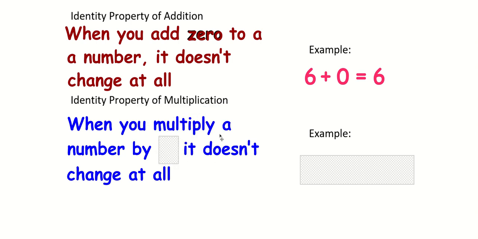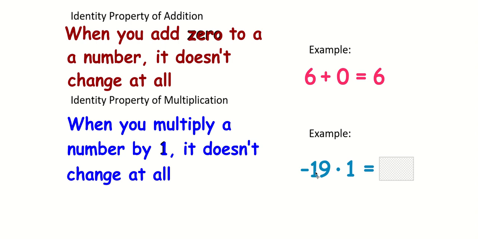So when you multiply a number by what? It doesn't change its identity at all. What number would go here? 1. So for example, if you do negative 19 times 1, it stays the same. It doesn't lose its identity.